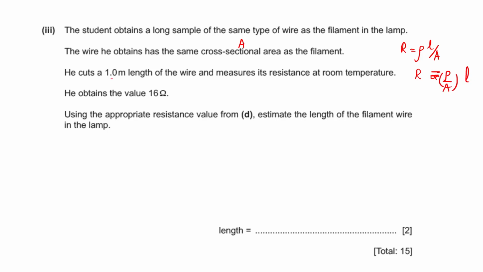He cuts 1 meter length of the wire and measures the resistance at room temperature. So at room temperature, so this is a key here. He obtains a value 16 ohms. Use an appropriate resistance from D to estimate the length of the filament. So remember, at room temperature, the temperature is low. So it means that if we have to select a resistance, we have to select a lower value of resistance.